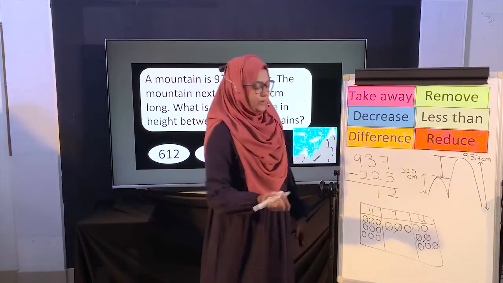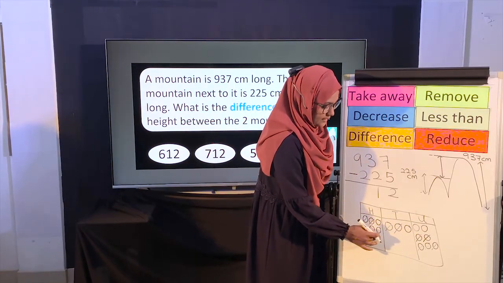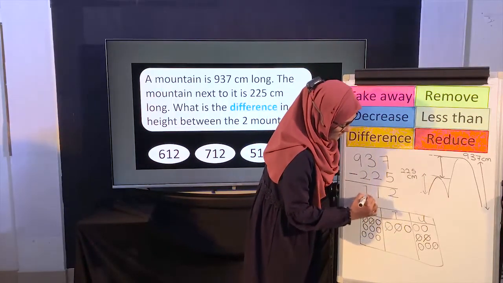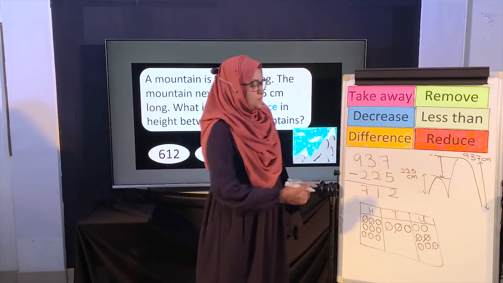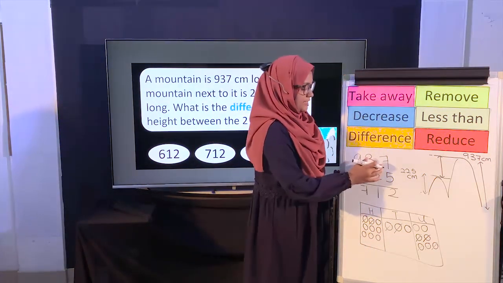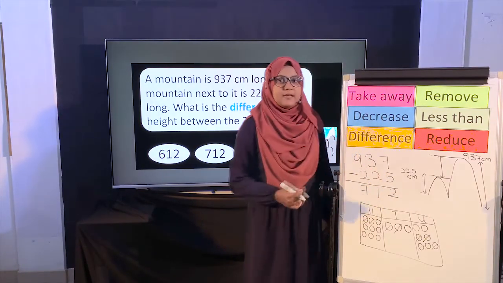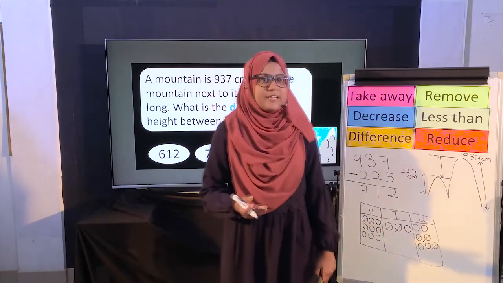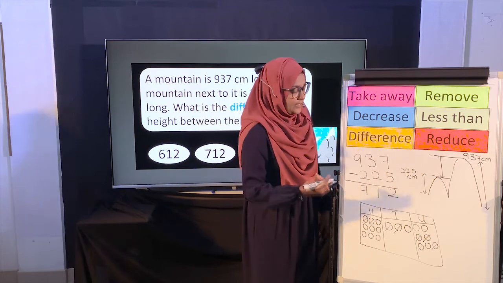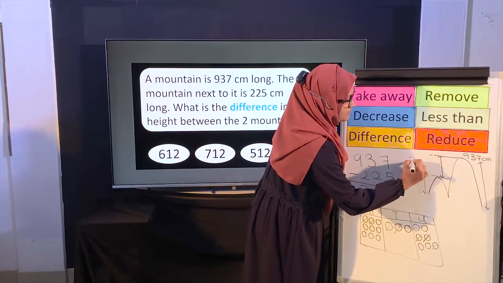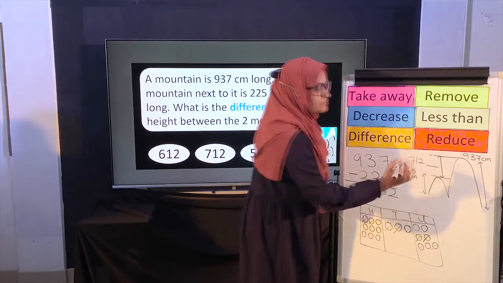Let's count the remaining ones. 1, 2, 3, 4, 5, 6 and 7. So 7 is the answer. So 937 minus 225 equals 712. So what is the difference in height between these two mountains? Yes, 712. Do we have to write anything here?